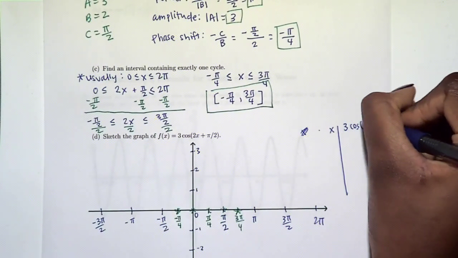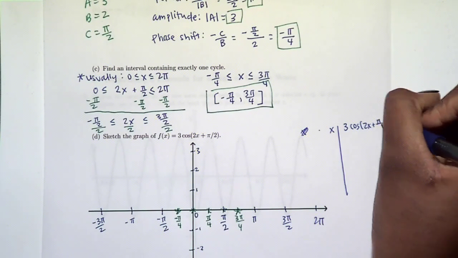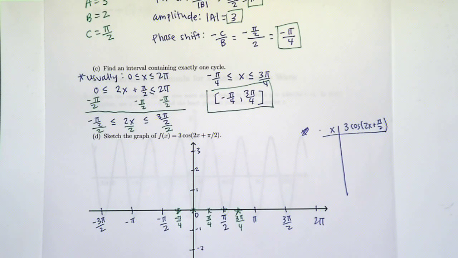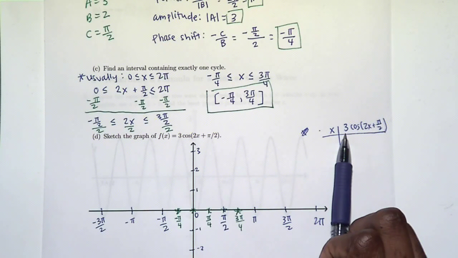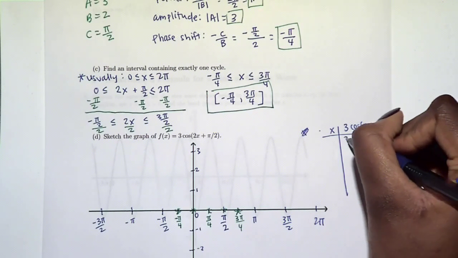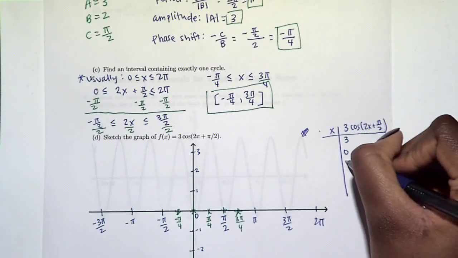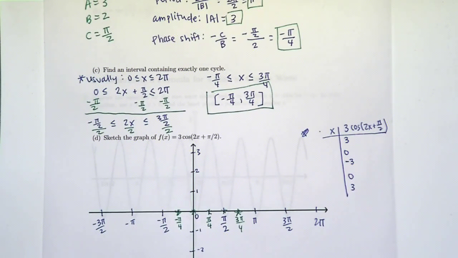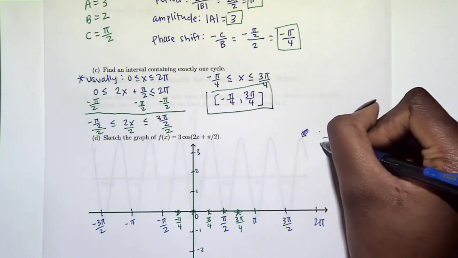3 cosine of 2x plus pi over 2. All right, remember the pattern for cosine. It's 1, 0, negative 1, 0, 1. However, we're stretching it by 3, so we need to multiply our y values by 3. So instead of 1, 0, we're going to go 3, 0, negative 3, 0, 3. So that's our pattern. Okay, and then our x values.